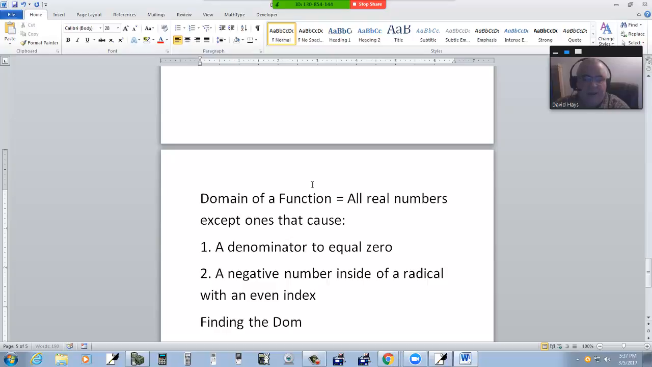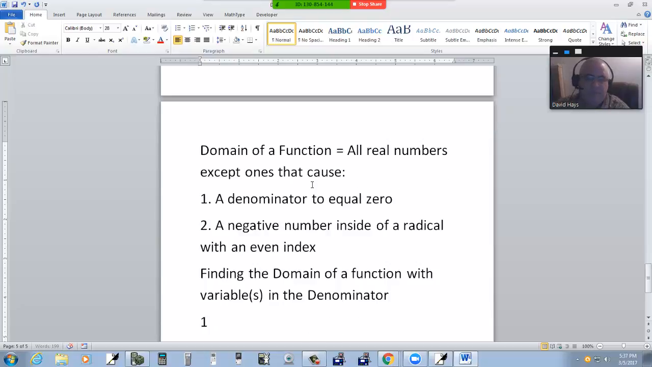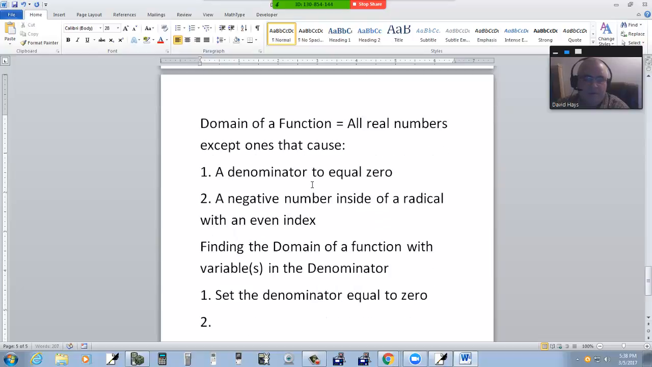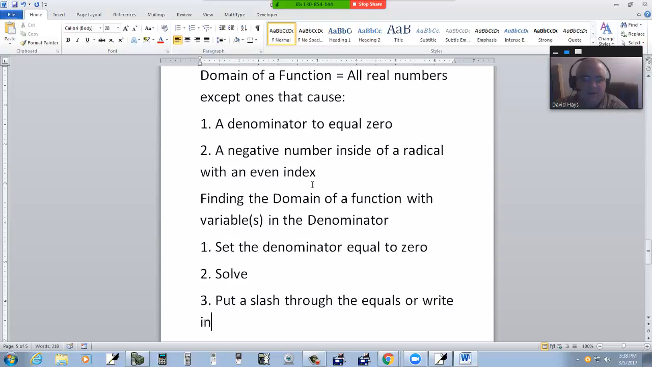Now finding the domain of a function with variables in the denominator. Step 1, set the denominator equal to 0. And step 2 is solve. And step 3 is either put a slash through the equals or write in interval notation.